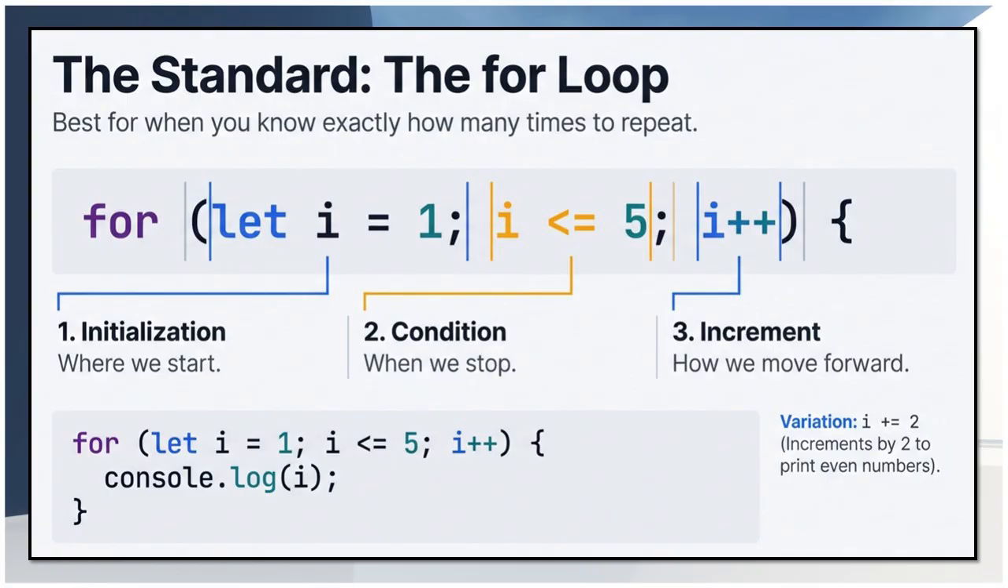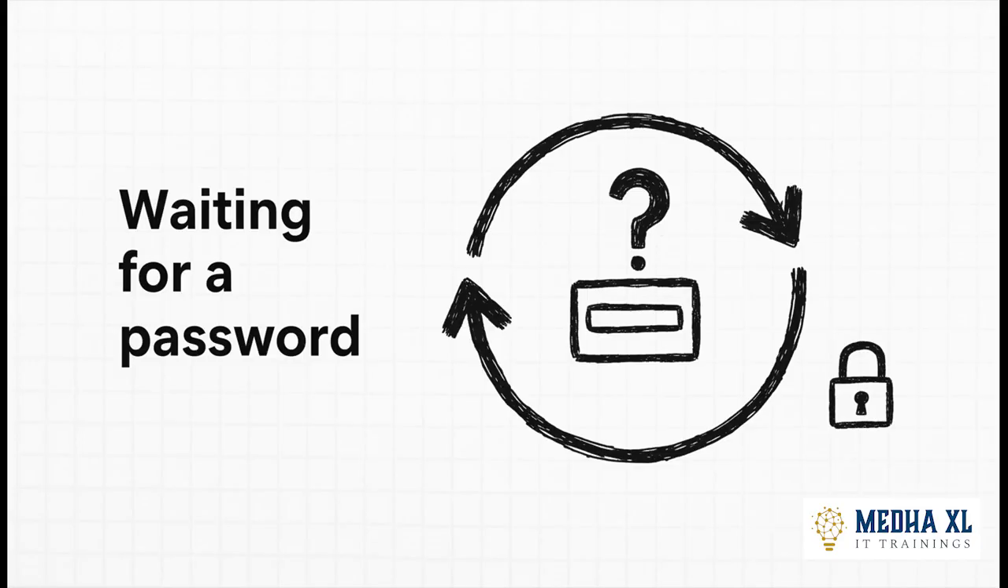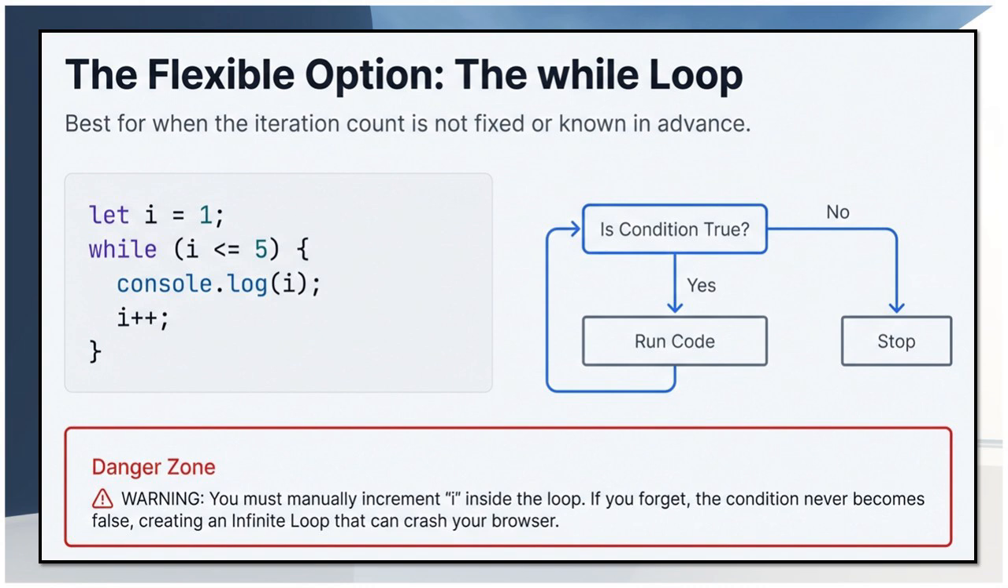But what if you have no idea how many times you need to repeat? Think about a game waiting for you to press the start button. It just has to keep waiting and waiting. For that, we use a while loop. It's like a lookout. It just keeps running as long as its condition is true, whether that takes a millisecond or 10 minutes.